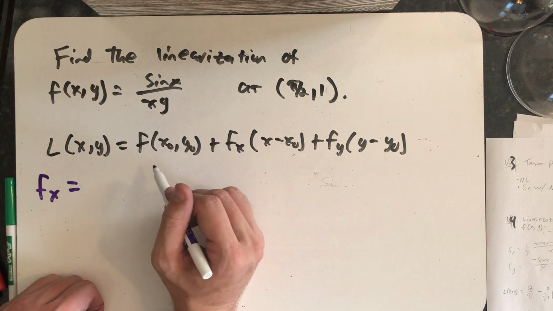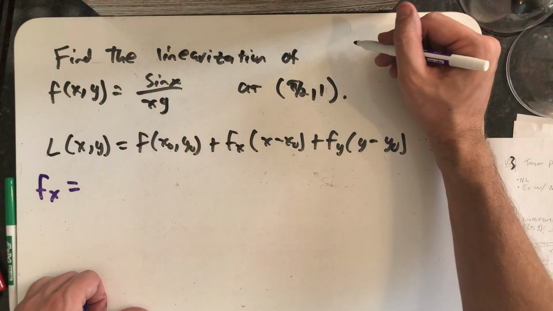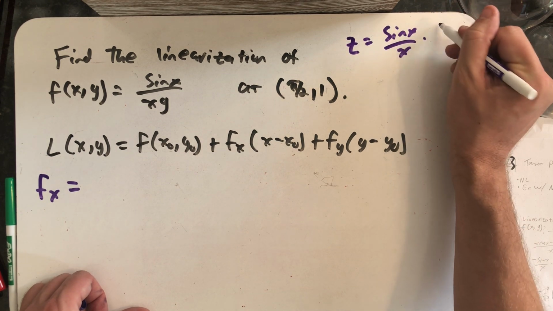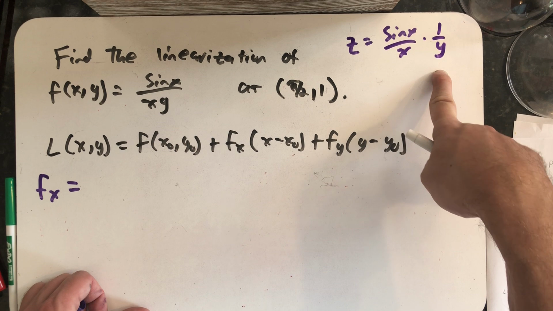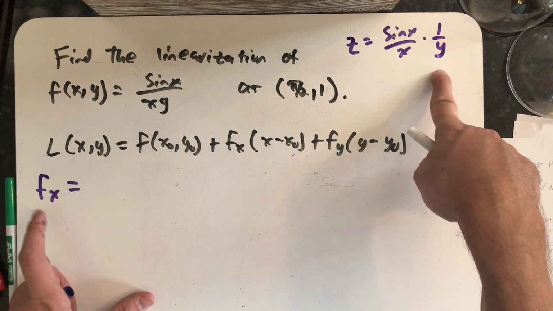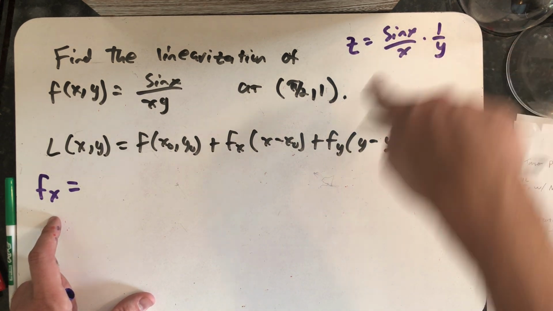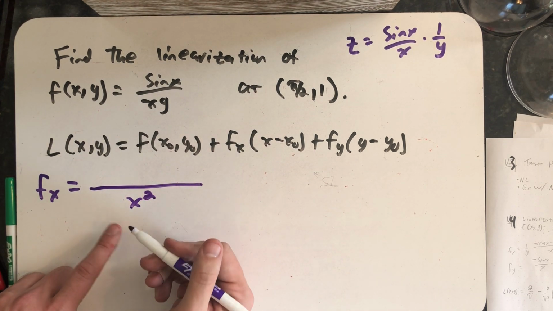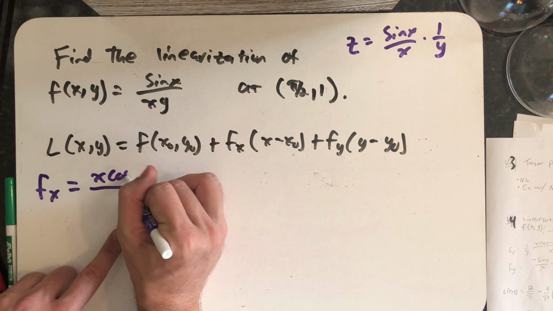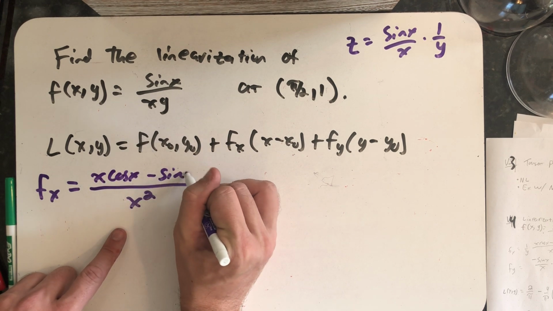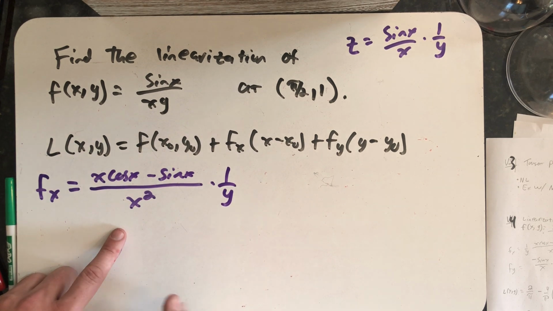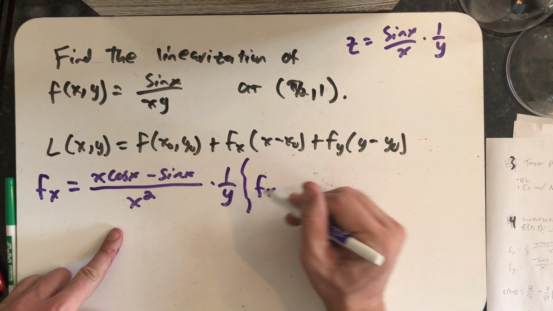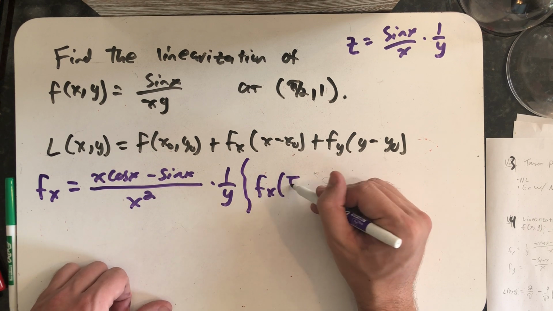So I'm going to reimagine the function for a moment as z equals sine of x over x times 1 over y. Because the 1 over y is a constant if I'm taking the partial with respect to x, I can just do the quotient rule on that bit. So the bottom gets squared, and then I have the bottom times the derivative of the top minus the top times the derivative of the bottom, times that constant 1 over y. And I'm going to need to evaluate that partial derivative at the ordered pair pi halves, 1.